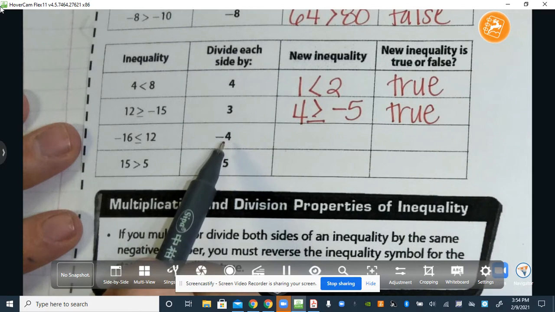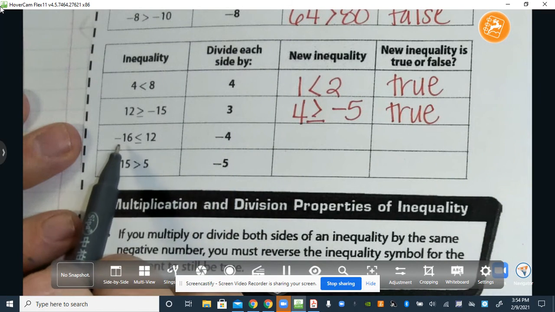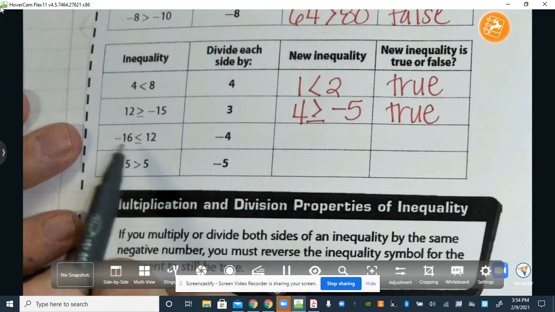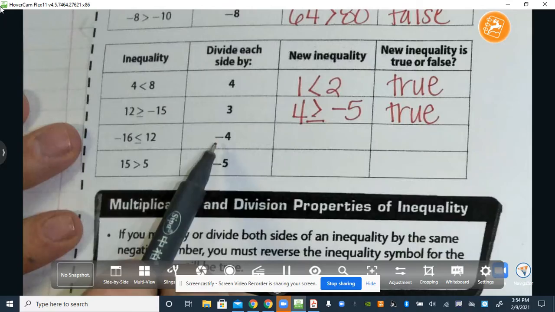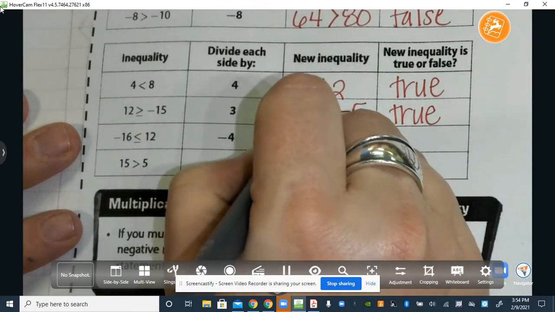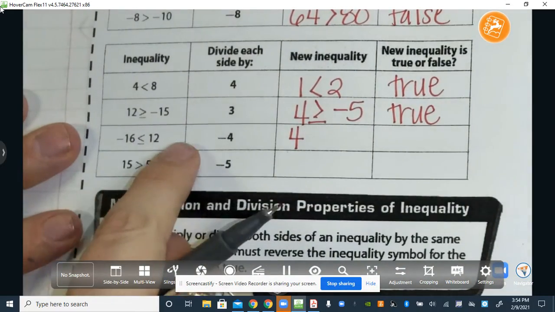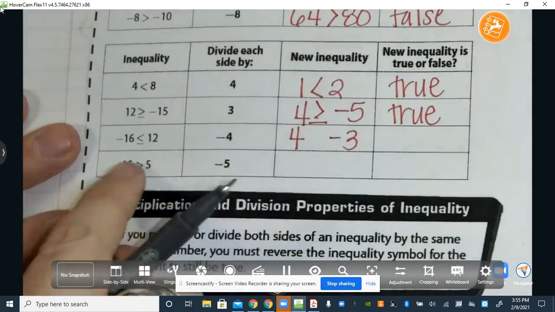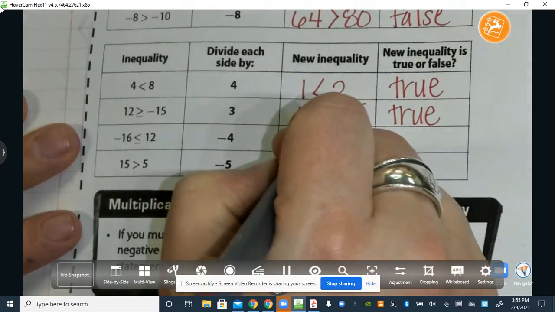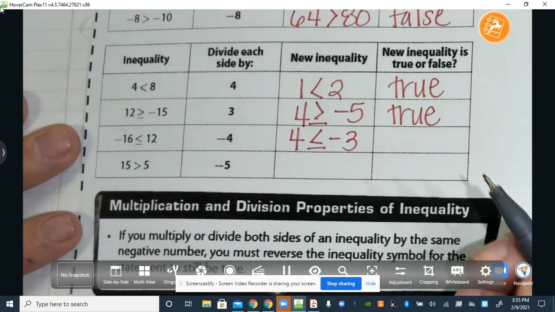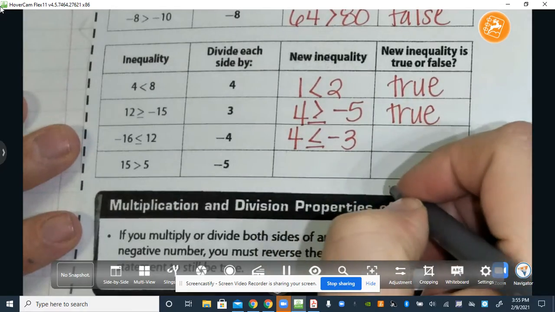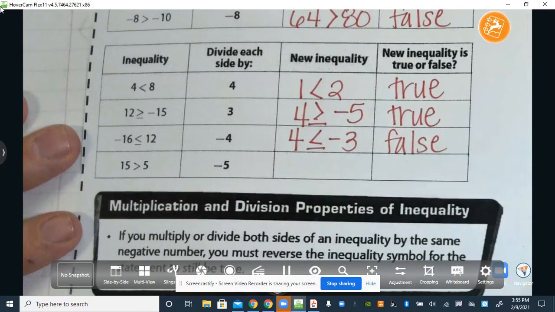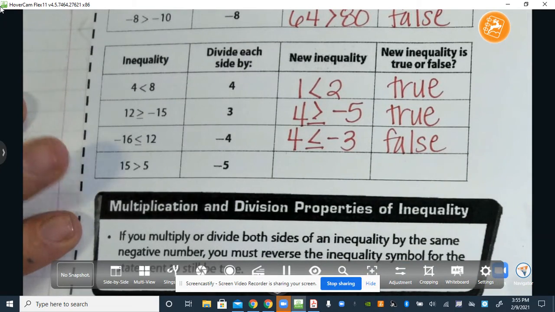Okay, let's see about dividing by a negative. So negative 16 is less than 12. Well, that's a true statement. Well, negative 16 divided by a negative 4 gives me a positive 4, and 12 divided by a negative 4 gives me a negative 3. I move my sign on over. Well, no, that doesn't make it true, because 4 is never going to be smaller than a negative 3. So this is false. Do you see a pattern arising?